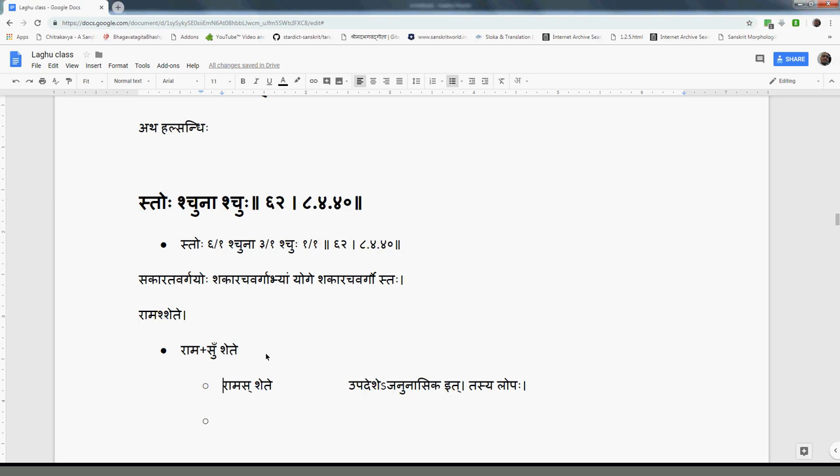Ramas and Shete. Therefore, Sakara and Shakara Yoga is there. Otherwise, if you write it as Ramaha Shete, then there is no yoga between Sakara, the Tavarga, and Shakara, the Chavarga. It would become a Visarga and Shakara Yoga, but the sutra is invoked when there is a Sakara and Shakara Yoga. Therefore, you may or may not get a Visarga here.